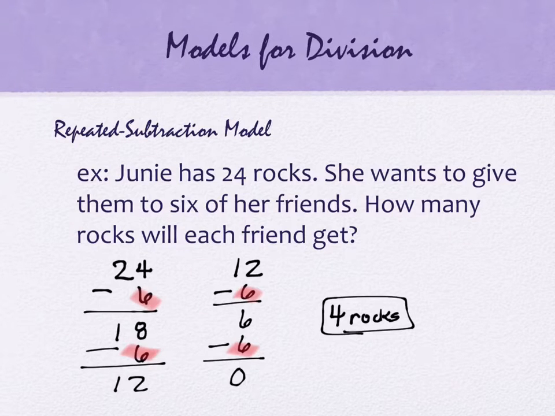It doesn't mean that I have to solve this by repeatedly subtracting, like I just showed you, but that is the thinking behind what the child is doing as she asks herself this question: how many rocks will the friends get at the end? And it does end up being, of course, a division problem. It's really 24 divided by 6, and I get 4. Okay? So that's one of our models, repeated subtraction.